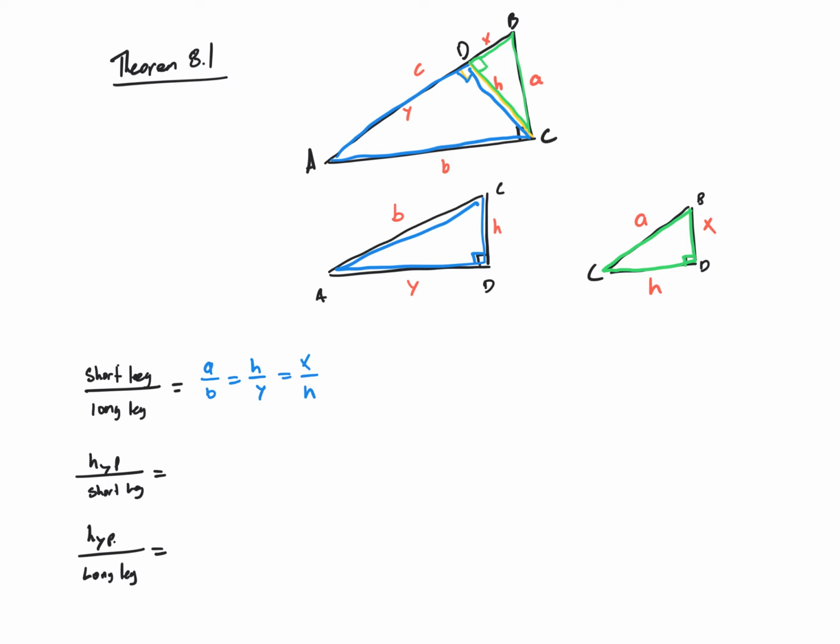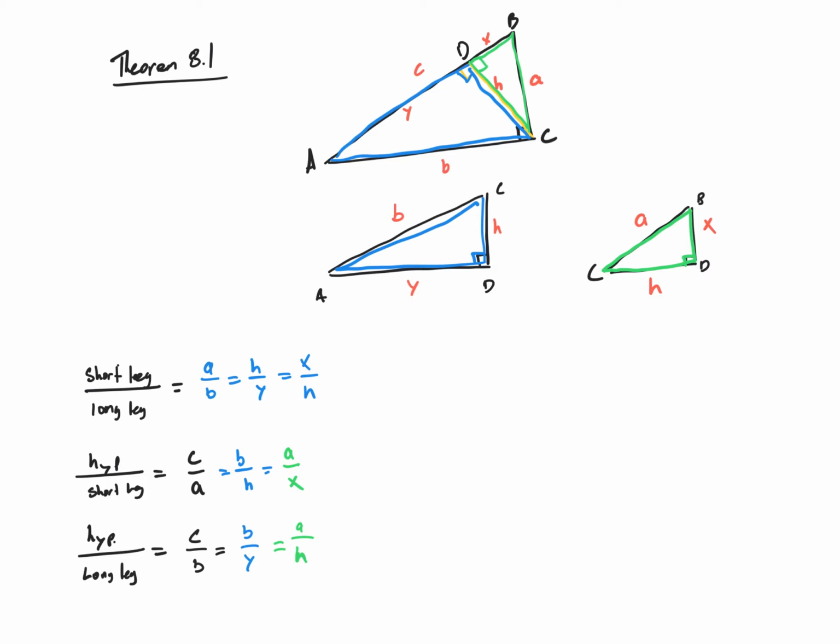Now let's try the next ratio. For the big one, the hypotenuse over the short leg is c over a. For the blue one it's b over h. For the green one, it's a over x. And for this last one, the hypotenuse over the long leg, it's c over b for the big one. For the blue one it's b over y, and for the small green one it's a over h.